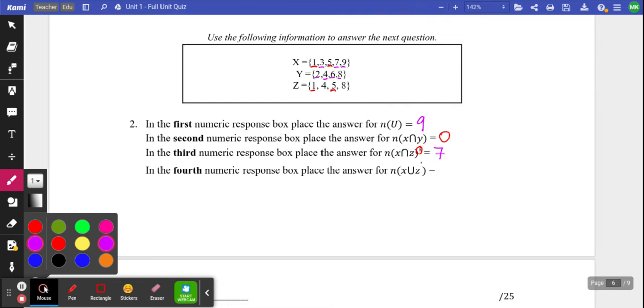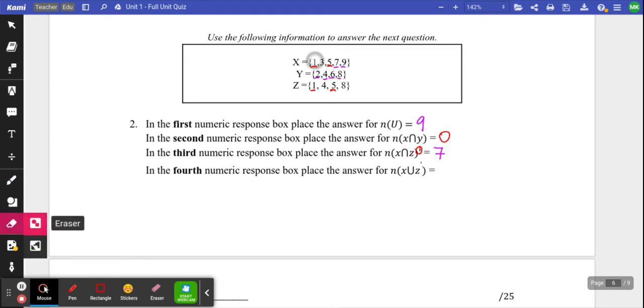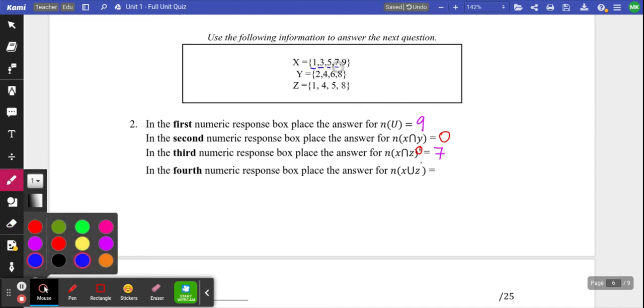And the last one, number of things that are in X or not Z. So you're looking for things that are in X or not in Z. Things that are in X: 1, 3, 5, 7, and 9 are all in X. Or just not in Z. So for instance, the number 2 is not in Z, and we haven't included it yet. 4 is in Z. 6 is not in Z. 8 is in Z. So the things I've underlined in blue are either in X or not in Z. That's 1, 2, 3, 4, 5, 6, 7 outcomes. The answer was 9, 0, 7, 7.